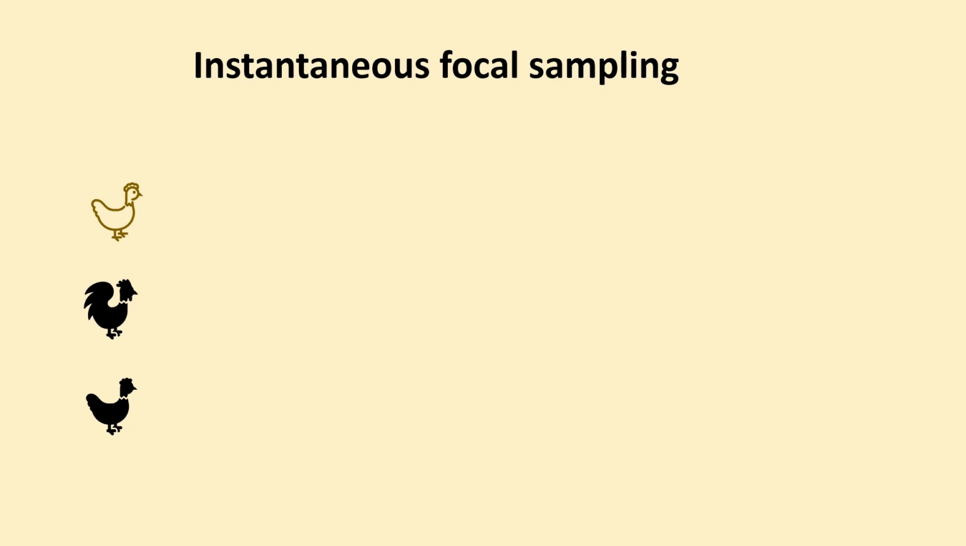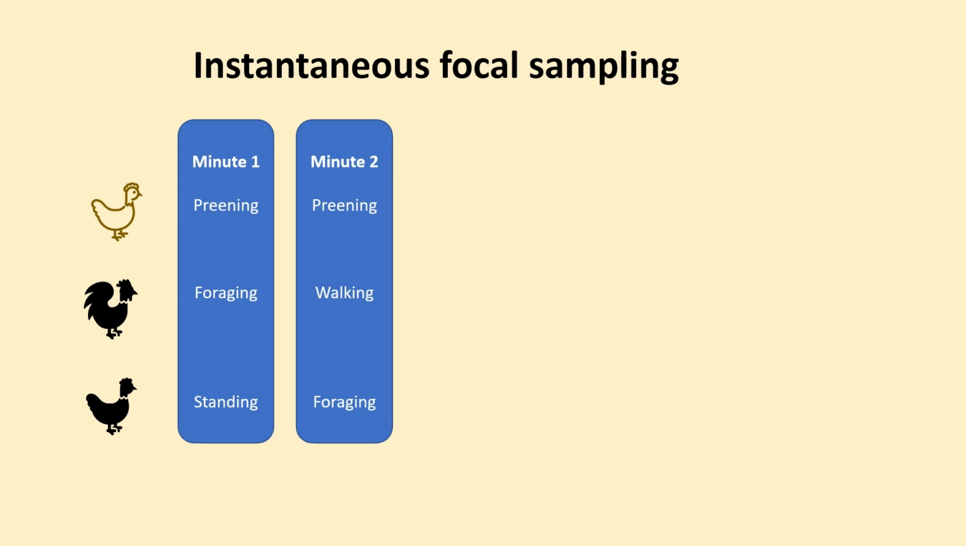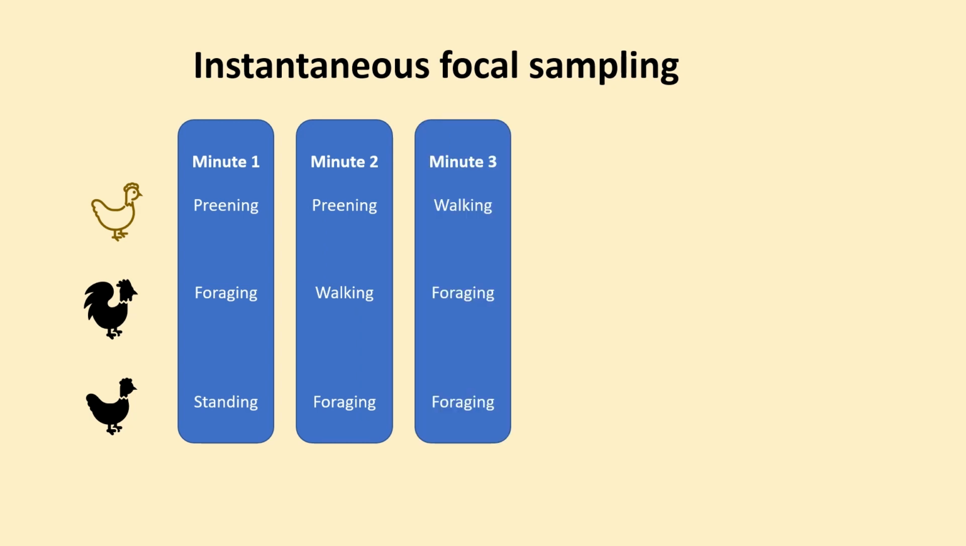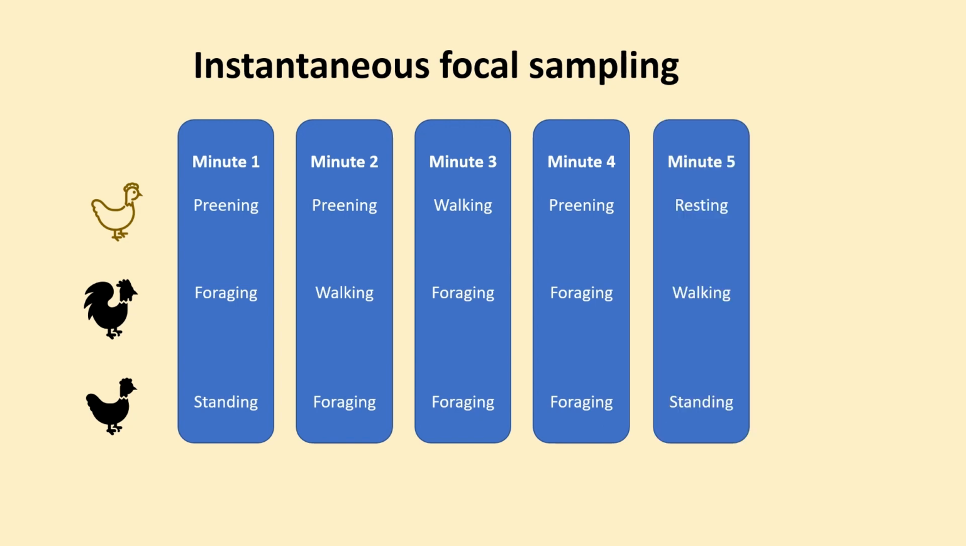Here's an example of instantaneous focal sampling. I've got 3 identifiable birds. So at each minute time interval, I am able to write down and record the exact behaviour that each of my chickens is performing. This is really helpful for individual levels of behaviour in identifiable animals.